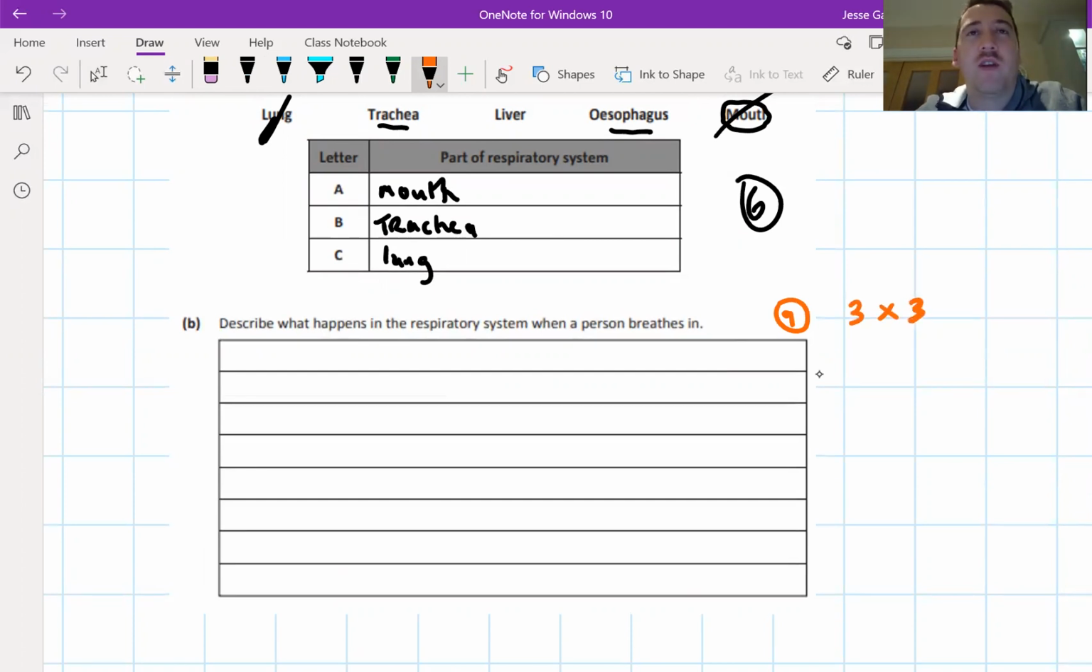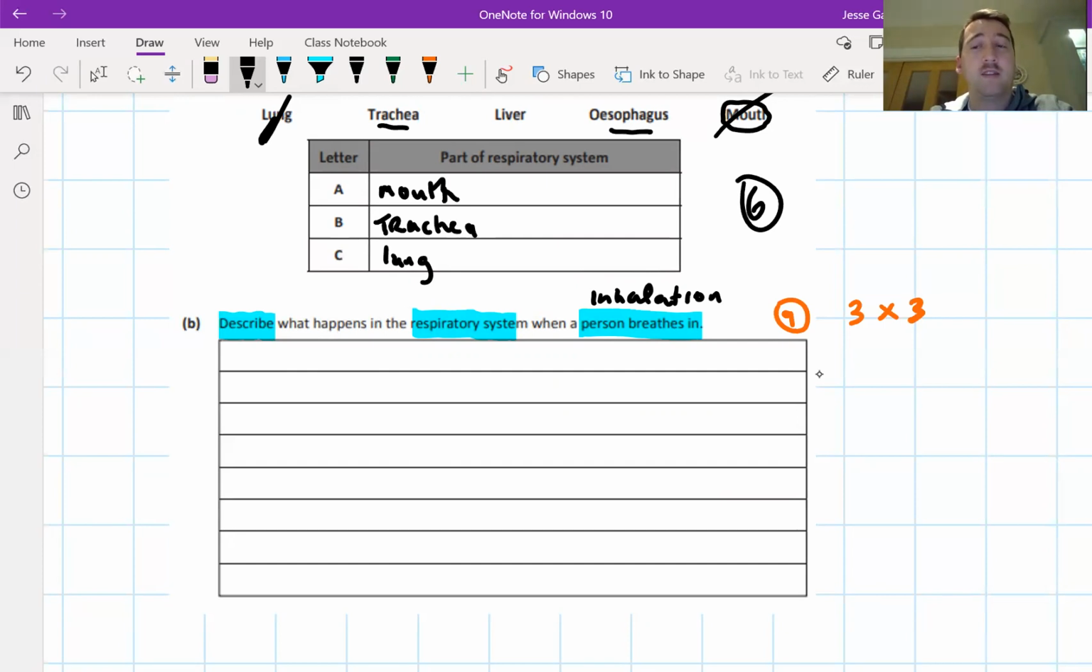So we basically need 3 solid points in this question. So we're looking for 3 scoring points, if you like. Right, let's have a look at what it says. Describe. So we have to use descriptive language to say what happens in the respiratory system when a person breathes in. This is called inhalation. Okay, so most of us might be able to have a crack at this.